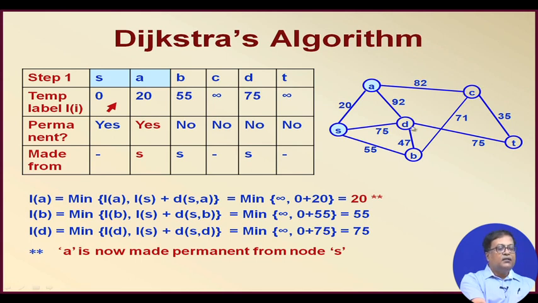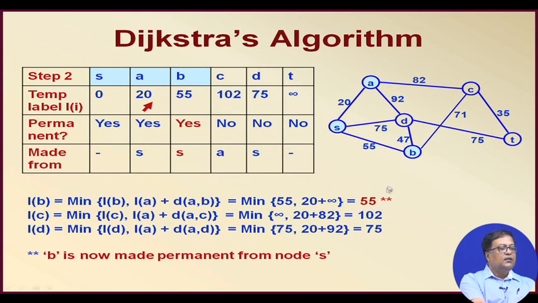But what about D? The D value was 75, and if you go from A to D, the A value is 20, so it will become 112. So, no point exploring that path, 75 should remain. That is what is shown here, that 75 has remained and C becomes 102. So, look, we have recomputed C as 102, T still remains infinity.